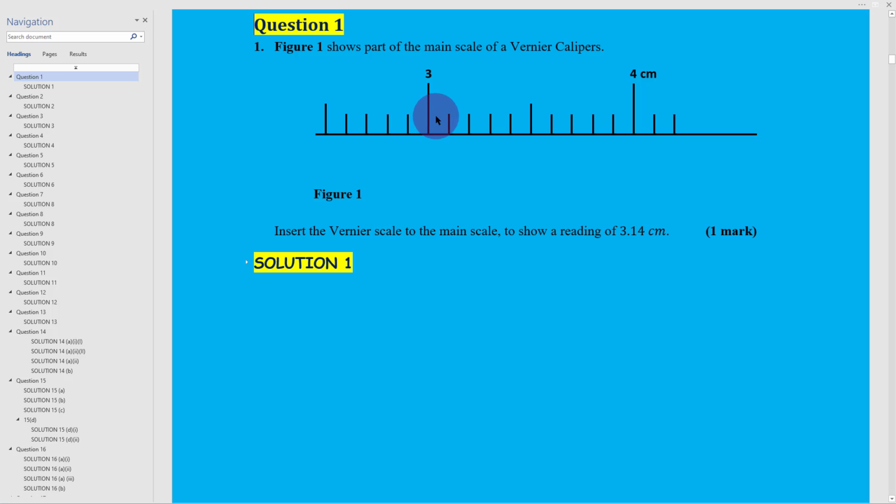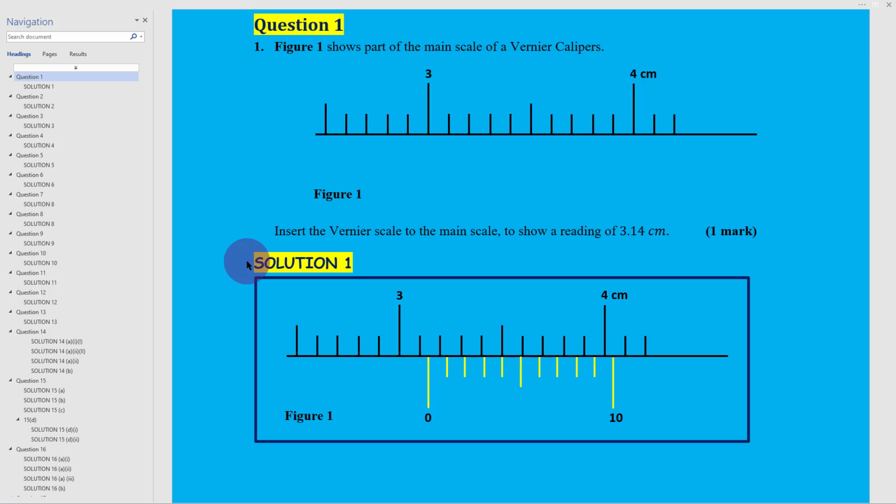So for example, this one will be 3.1, this one's 3.2. So the 0 mark on the vernier will be between 3.1 and 3.2. So that will take care of 3.1. How about 0.04? This second digit here gives us the number of the vernier scale division which coincides with the main scale division. And just to make that one clear, let's click here and we'll see the solution.